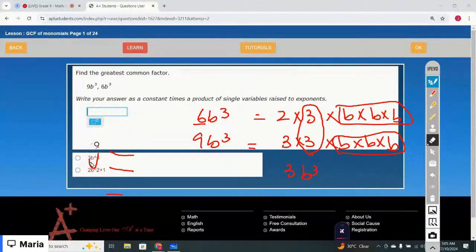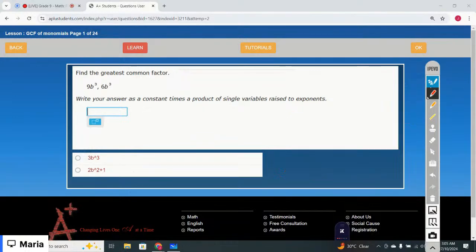If you have any question with the example I just did, you can please ask so that I can explain. The correct option is option number 1, 3b cube.